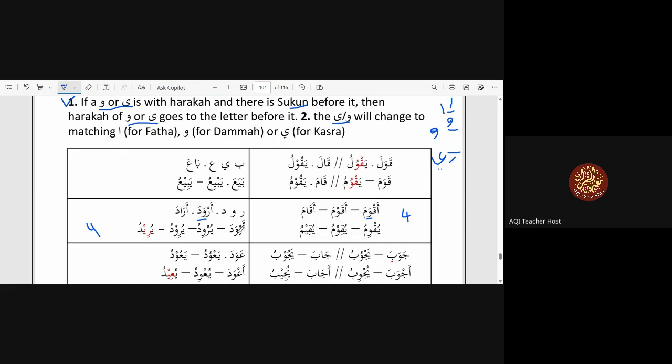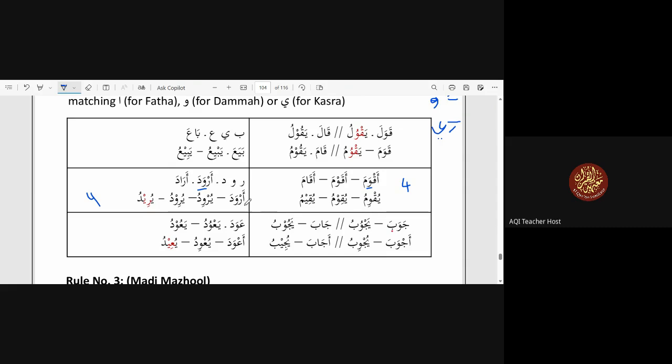And this is for madi, and for mudari it is yuridu. Again, the weak letter has got haraka and the previous letter has got sukun, so they will exchange the harakat and it will become yuridu, but here is waw, and for matching combination we have to make kasra go with ya. The previous letter has got kasra, so the next one, waw, will change to ya, and that's why it is yuridu. I hope everyone understands these two rules. The rest of the examples are just about this.